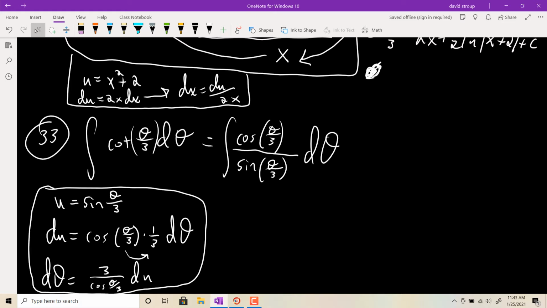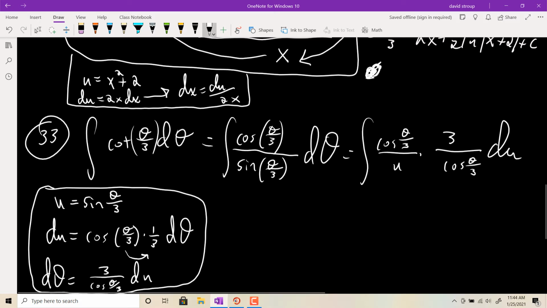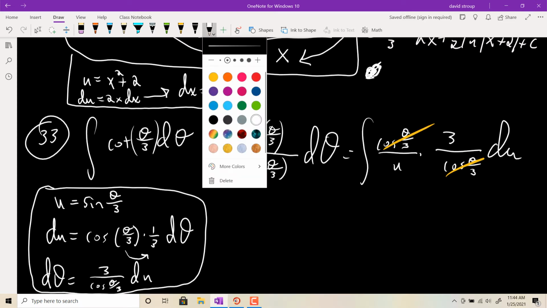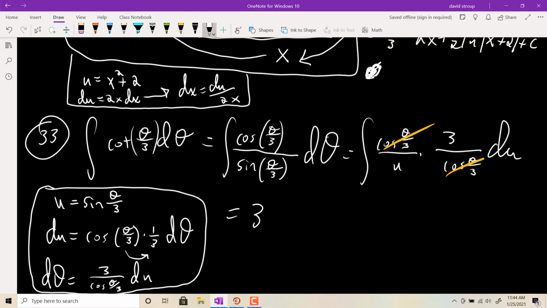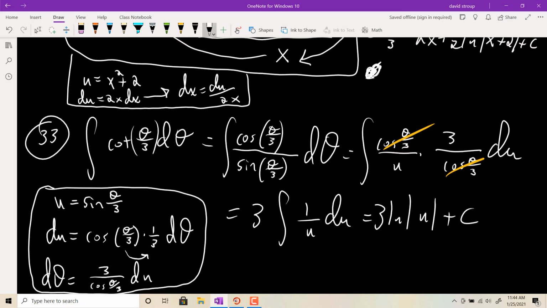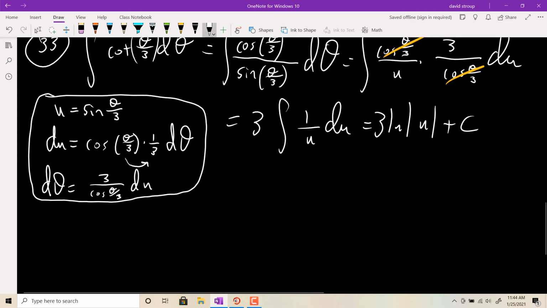And then you just do your substitutions. So this thing will become cosine of theta over 3 all over u times d theta, which is now 3 all over cosine of theta over 3 du. Magically, the cosines of theta over 3 disappear, and you are left with, then you can factor out the 3, and you get 1 over u du. That's just a natural log. So 3 ln absolute value of u plus c. And then finally back sub, and you have your answer. So 3 ln absolute value of sine of theta over 3, and then plus c.